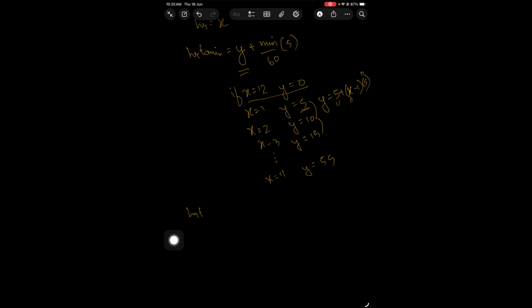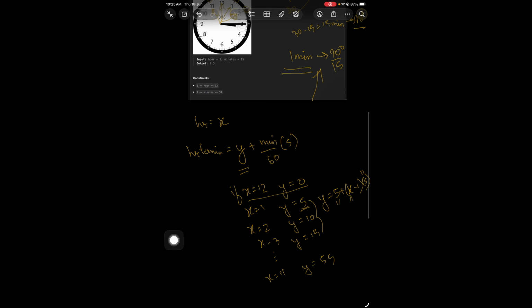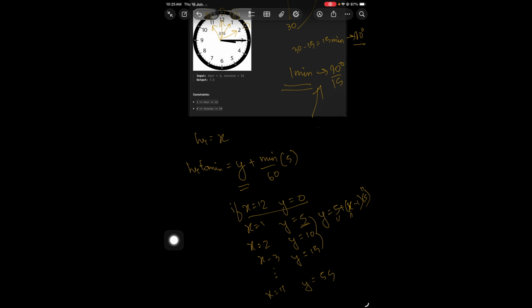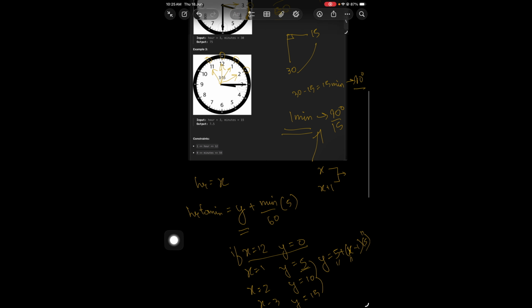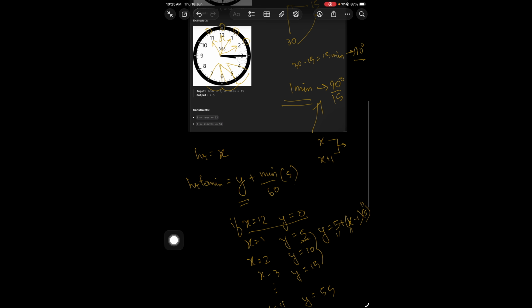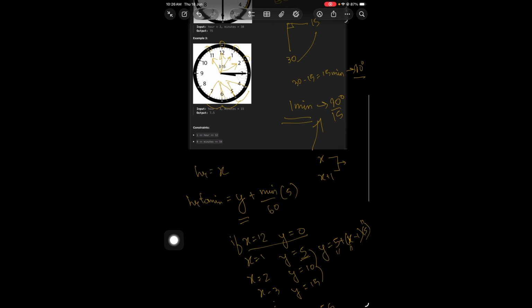So hour to minute becomes y plus, and the next part is minute by 60 of 5. When my hour is x, my next hour will be x plus 1, and the gap between these two hours in minutes is always 5. Be it 4 and 5, it is 25 minus 20. If it is 5 and 6, it is 30 minus 25. If it's 6 and 7, it's 35 minus 30. It's always 5, so that is why I directly wrote 5. Of this 5, what fraction has my hour hand traveled from y, where y is the minute version of the exact hour?